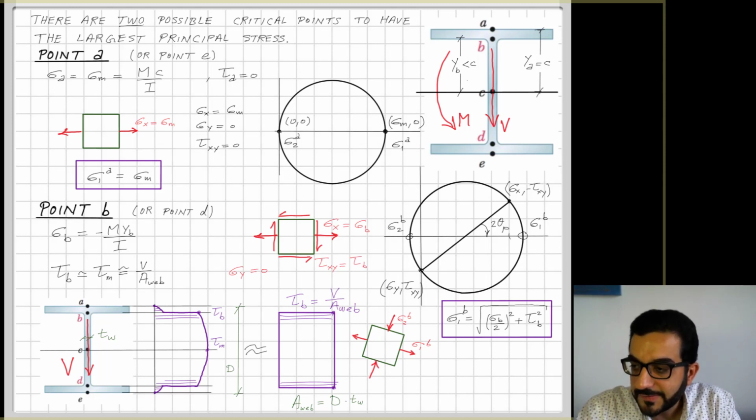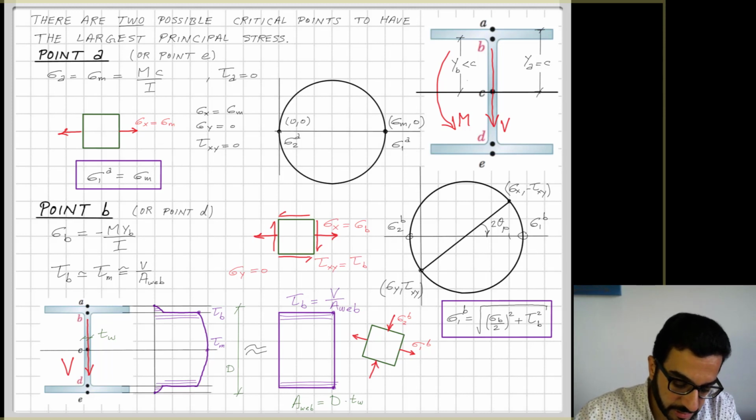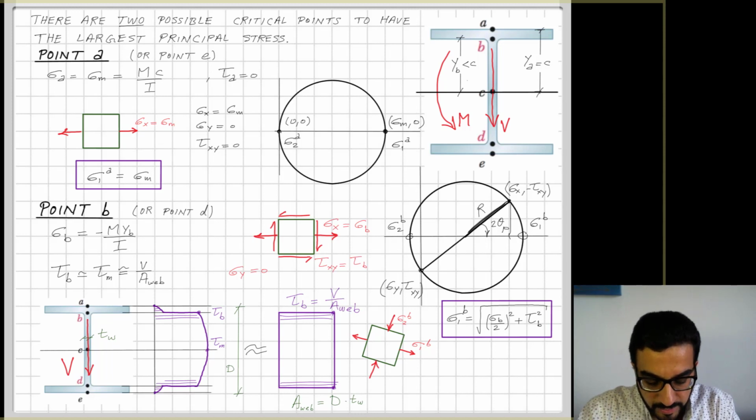So you will find that sigma 1B, or sigma maximum of B, the tension, is equal to r. So that radius here is r, and this r I can figure out from this triangle here. It is equal to the square root of sigma B over 2 squared plus tau B squared. And now this sigma 1B will be larger than sigma x that I would have if I focus on flexural stresses, so the flexural stress will not be the critical value. Actually, the transformed value with tau will be the principal stress. This is the maximum at B.